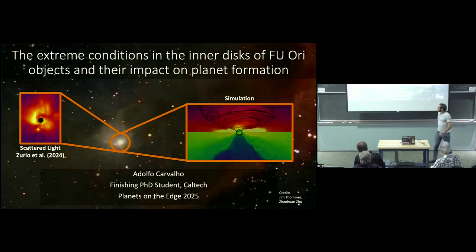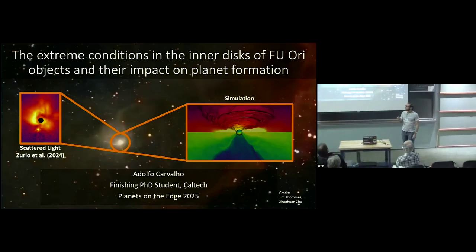All right, so my name is Adolfo Carvalho. I'll be talking about FU Ori objects, their outbursts, and how they can impact planet formation in this inner disk region. I'll also talk about the work that's made up the majority of my thesis, and how I've been working to paint a clearer picture of the objects that actually undergo FU Ori outbursts and the conditions in the inner disk.